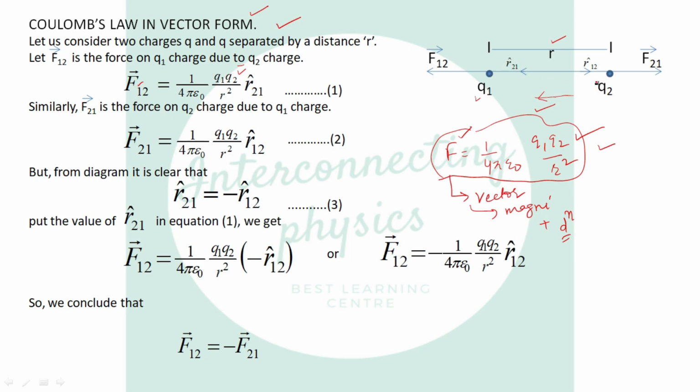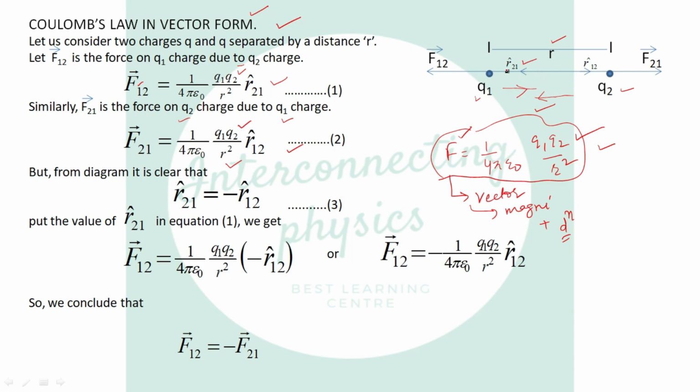That is, R21 means from Q2 charge to Q1 charge, and the unit vector is used to specify the direction of any physical quantity. So here we write R21 unit vector. Similarly, F21 vector is the force on Q2 charge due to Q1, which can be written as F21 vector equal to 1 over 4 pi epsilon naught Q1 Q2 over R square, and the direction. Now this time Q1 is exerting force on Q2, so the direction of force will be from Q1 to Q2, that is given by R12 unit vector.